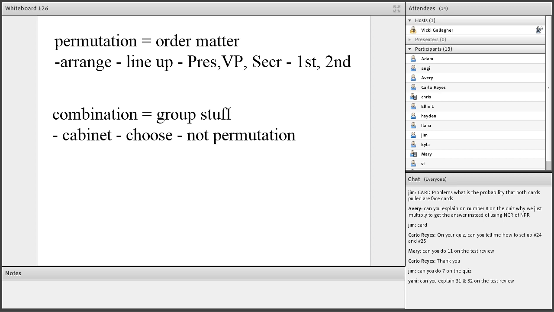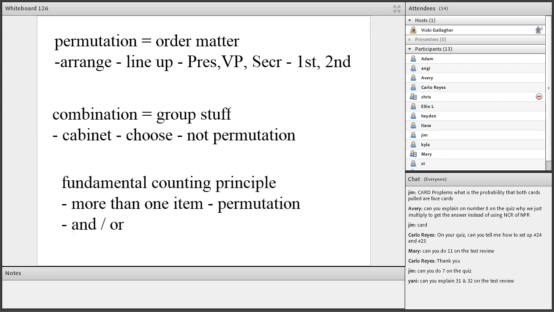Fundamental counting principle is also interchangeable with a permutation. So you have to be a little bit careful with that because those two can go hand in hand. Every permutation can be solved using fundamental counting principle as well. It's just a different way to do it. And with fundamental counting principle, you're also looking for those keywords, and, or. Those three concepts were all taught in the same section, so they're going to be very close to each other and kind of mixed up together on your test.